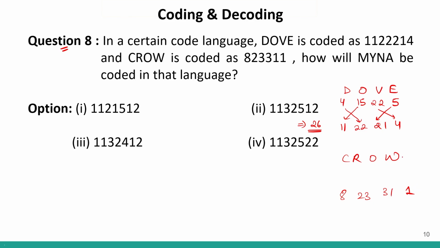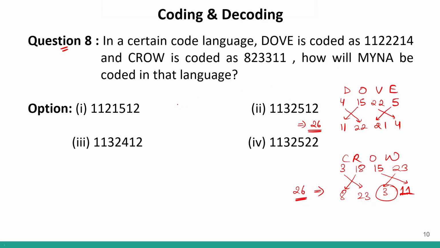So for CROW, this is C, the code is 3. For R, the code is 18. For O, the code is 15. And for W, the code is how much? For W, the code is 23. Correct? So if I look over here, 18 plus 8 will give me 26. This also will give me 26. 15 and 1 will give me 26. But 23 and 31, how did I get 31 over here? This is 3 and this is 11. So 15 plus 11 will give me 26 and 23 plus 3 will give me 26. So now also the sum is 26.